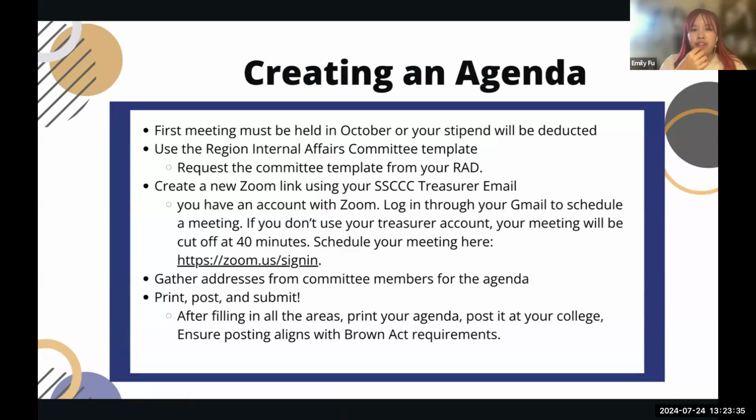You just have to fill in the blanks, like putting your region in, the meeting title, the date, the time, and getting the addresses. And please make sure to create a Zoom link using your SSCCC email. It's important that you use your SSCCC email, or else it will be cut off at 40 minutes, because SSCCC's email is subscribed to the Pro plan. And gather addresses from committee members for the agenda. Make sure to print, post, and submit the agendas, and make sure that you're following your Brown Act requirements.